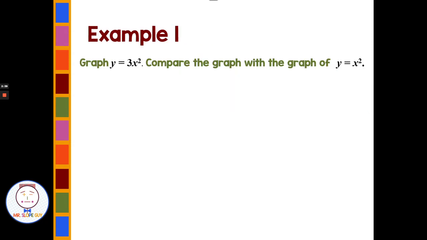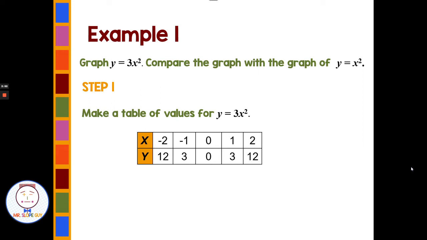So example 1, we want to look at graphing y equals 3x squared. Then we want to compare it to the graph of y equals x squared. The first thing we're going to do is make a table of values. When we pick our table of values, we want to pick numbers that will fit on our coordinate plane. Remember, when we square things, it starts to get very large very quickly. So we want to pick compatible numbers that will fit on our graph without getting too large or too small. If we pick -2, we put -2 in, squared. -2 squared is 4. 4 times 3 is 12, so that gives us the point -2, 12.